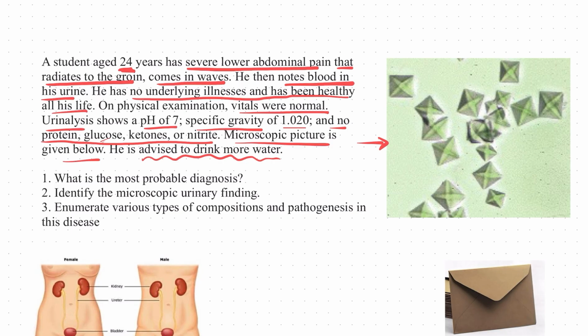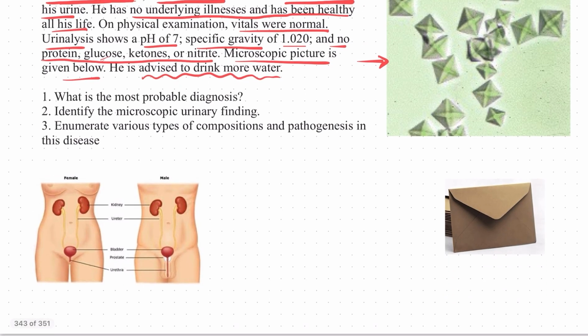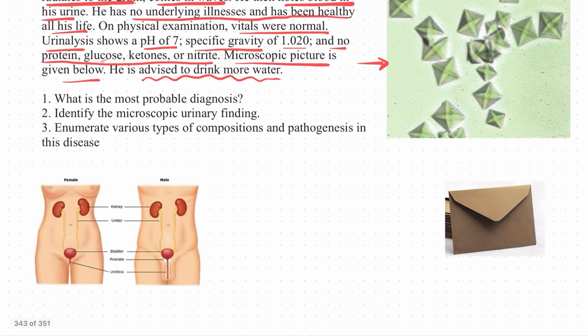He's a young person. He has severe lower abdomen pain that is radiating to the groin. This is a classical symptom of a renal pathology or ureter pathology. So lower abdomen pain radiating to the groin is classical for this renal colic or ureteric colic kind of pain. So why does it occur and why does it radiate to the lower groin?